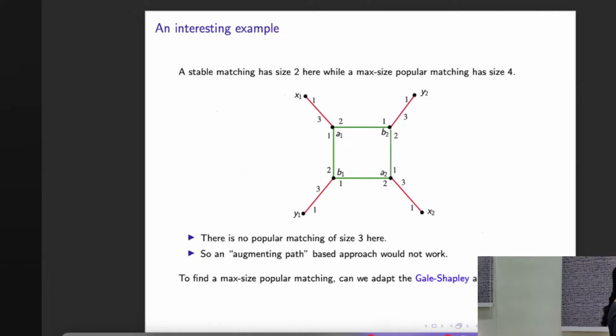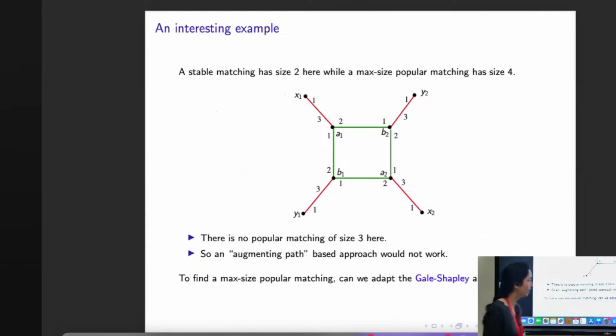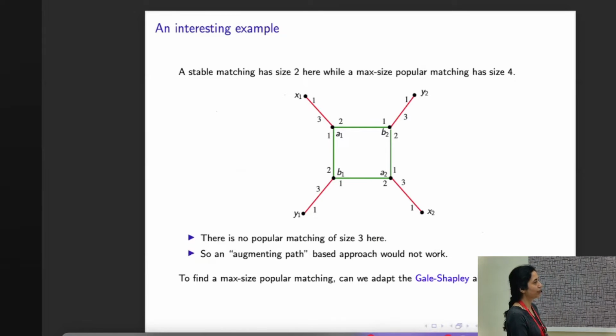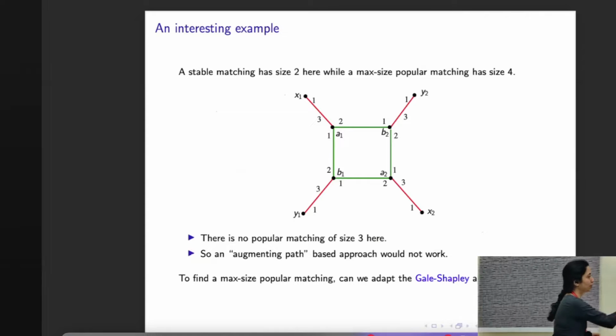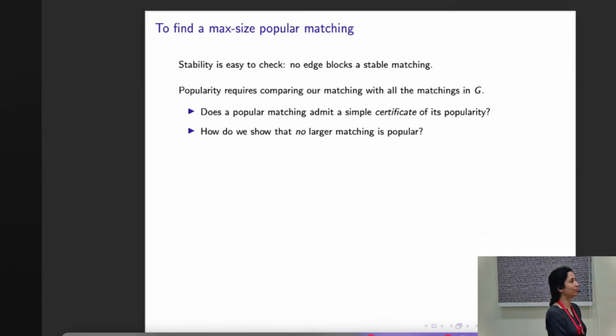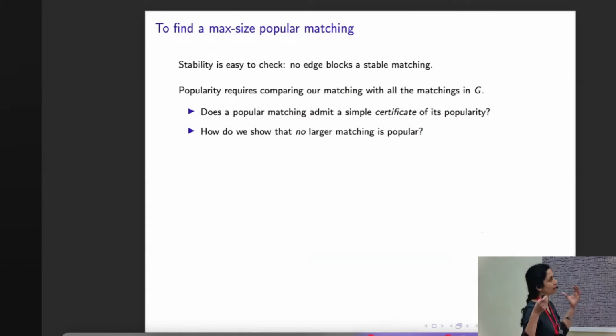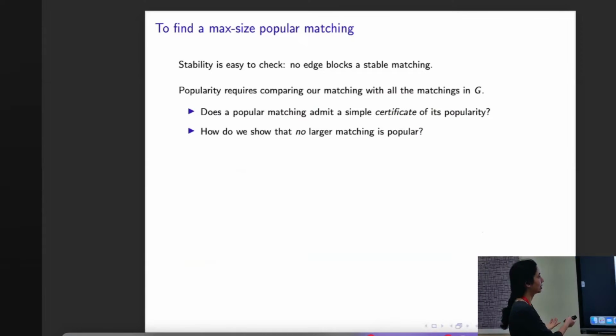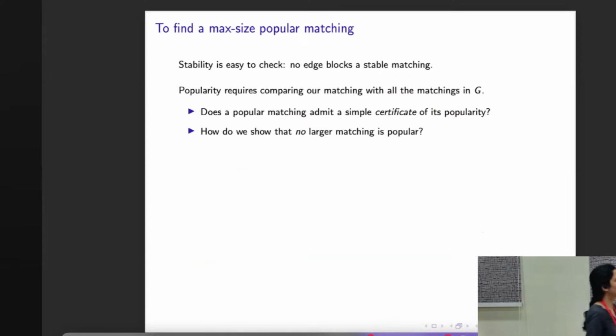In fact the Gale and Shapley algorithm is such a clean and elegant algorithm. Can we take inspiration from that? Can we somehow adapt the Gale-Shapley algorithm itself to find a maximum size popular matching? But stability and popularity seem very different in nature. Stability is such an easy to check concept. You just have to go edge by edge and check none of them is a blocking edge. Whereas popularity, we're talking about all possible matchings. The set of all matchings is exponential size, and it requires comparing this matching with all matchings.